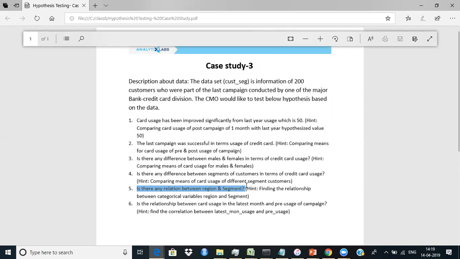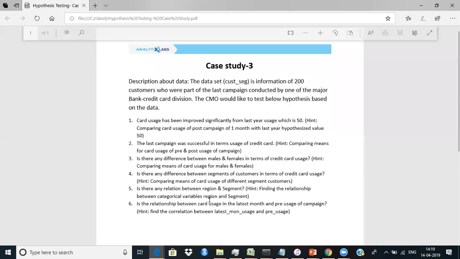Correct. You could have done ANOVA also. That's fine. You were not there. Okay. Yes. Anything else? Any other questions? Because before we move on.